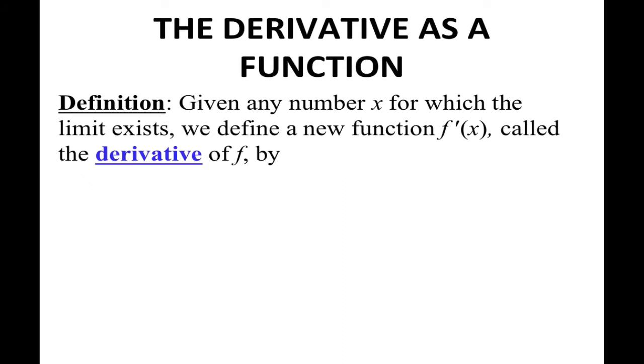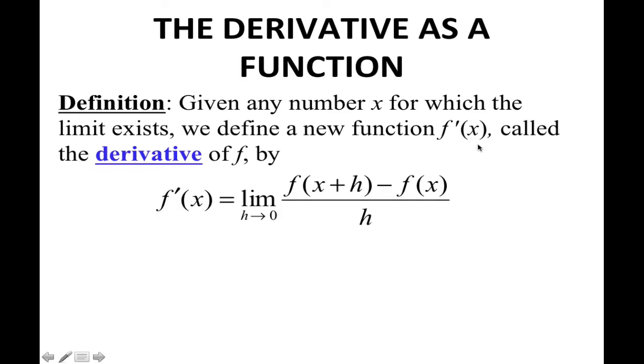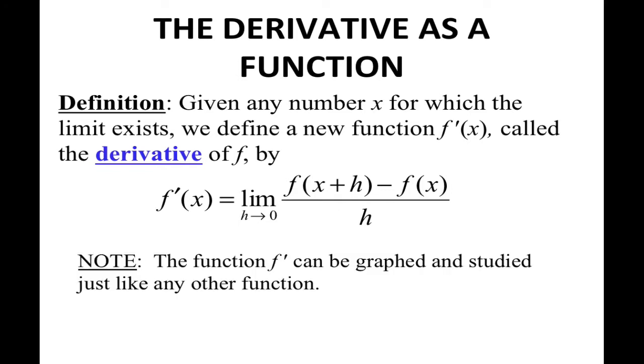Given any number x for which the limit exists, we define a new function f prime, which is what this little tick mark means, f prime of x, called the derivative of f, by f prime of x is equal to the limit as h approaches 0 of f of x plus h minus f of x all over h. To keep in mind, the function f prime can be graphed and studied just like any other function.